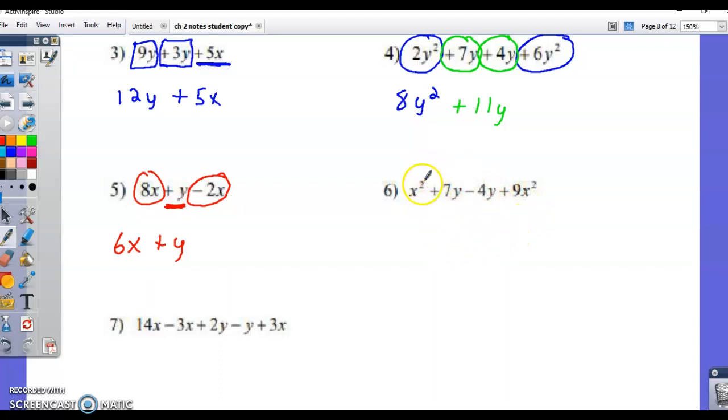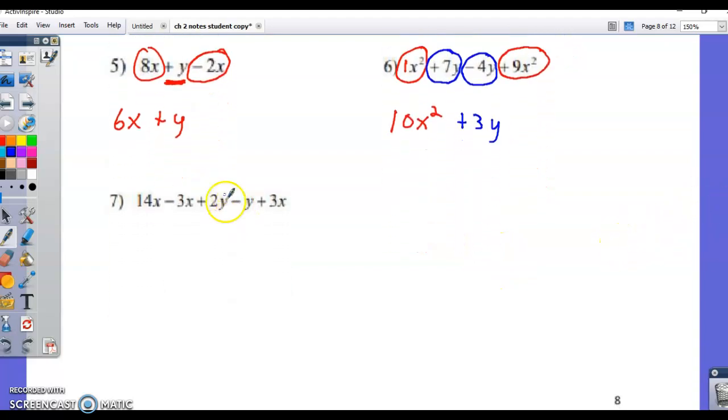All right, over here, I have an x squared, and I look for another x squared. So I have a 9x squared and a 1x squared, remember that's a 1. 9 plus 1 is 10. So we have our 10x squared. Now I look for my other like terms here. Only 2 left, so it's pretty obvious. 7y and a negative 4y. So again, in your calculator, you can just do 7 minus 4. That would be positive 3, and then include that y.